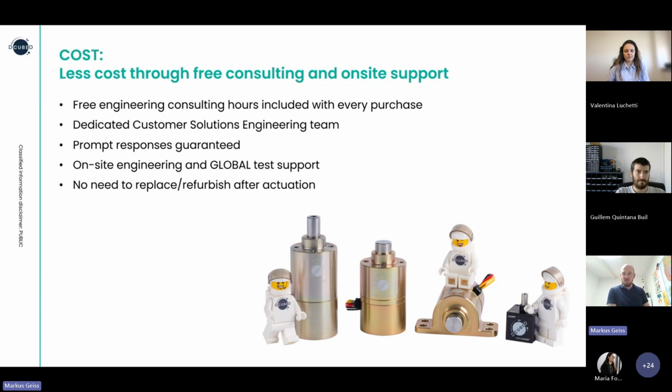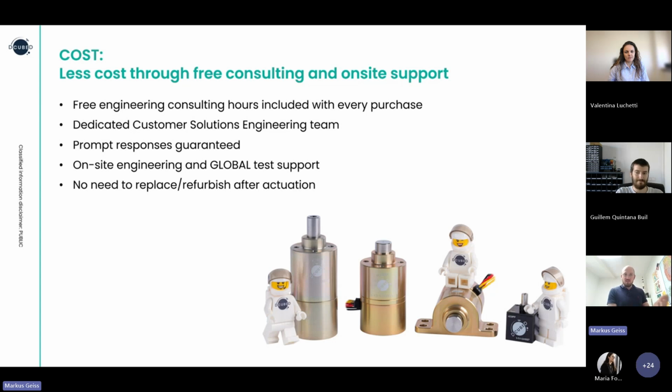And finally, all of this also lets you save quite a bit of cost, especially because we include some free engineering consulting. So the customer solutions engineers will come and help you, whether it's through a design review, on-site test support, some troubleshooting or what have you. So we're really here to be your partner to make you successful, because only then can we be successful ourselves.